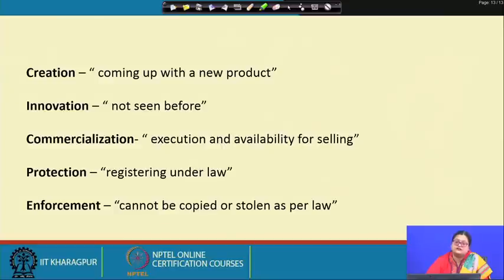So, when we say creation, it is coming up with a new product. Innovation is something which is not seen before. Commercialization is execution and availability for selling, so you can make money or profit out of it. Protection is registered under law, and enforcement means it cannot be copied or stolen as per law.